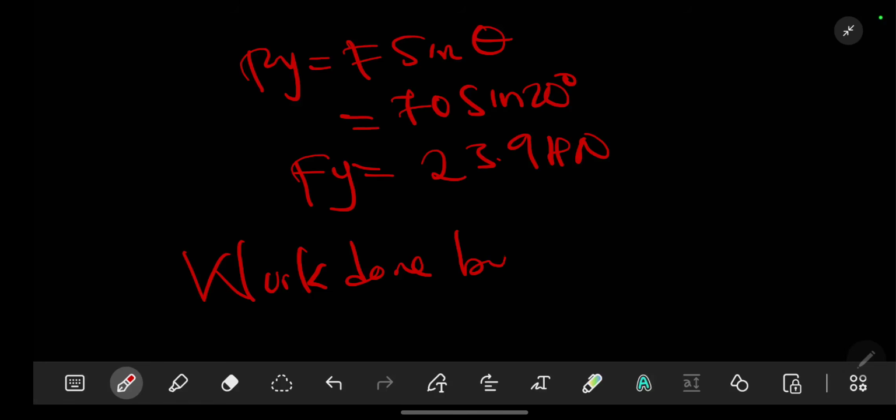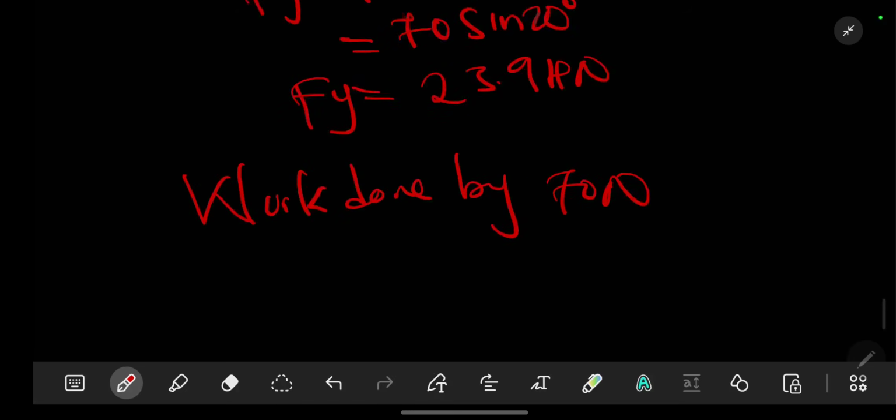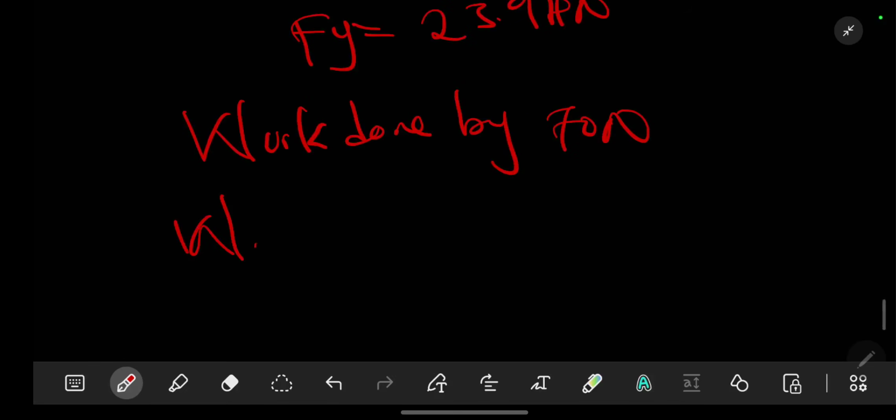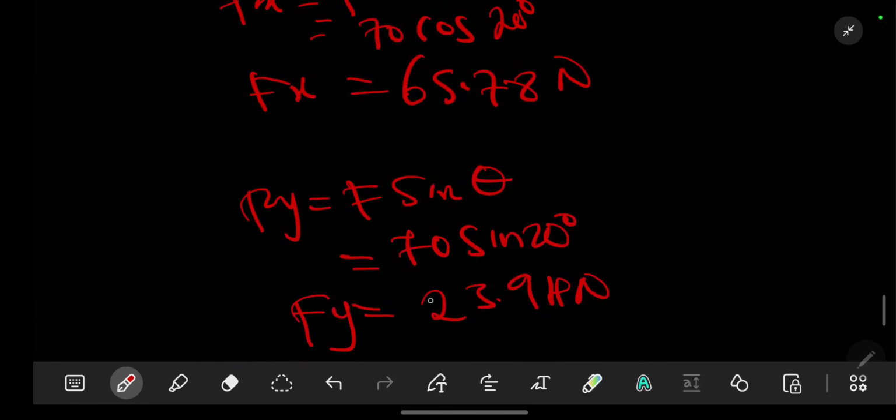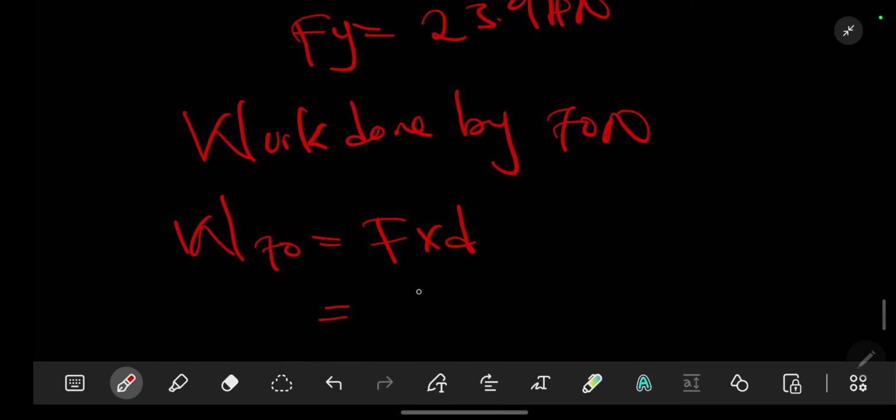So we have 70 sine of 20 degrees. This gives us a value of 23.94 newtons. So the work done by the 70 newton force should be equal to force times distance. In this case, the force which is acting is purely in the x-axis because it is only moving in the x-axis.